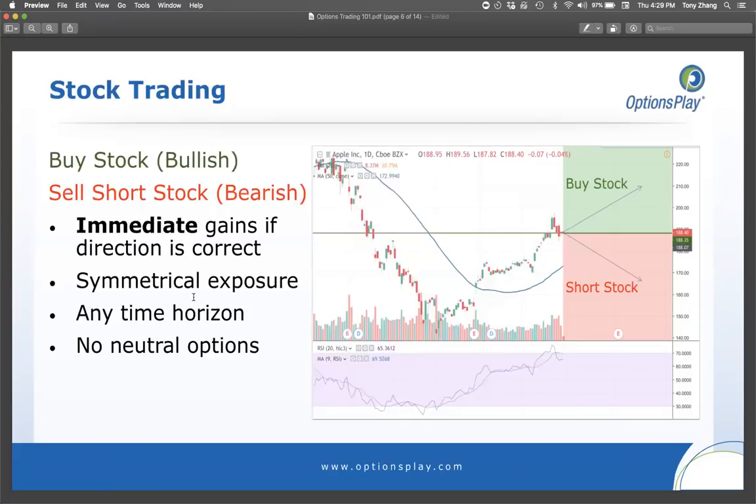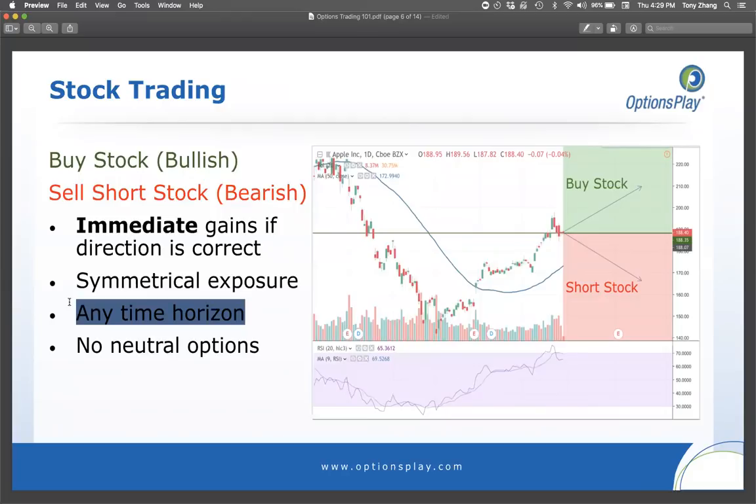And this is really where you have symmetrical exposure. So for every dollar Apple goes up, you make $1. For every dollar Apple goes down, you lose $1. And this is really the key to stock trading, that symmetrical exposure. You get exposure on both sides, and you can do this for any time horizon. So it doesn't matter whether you're bullish on Apple over the next minute, the next day, the next month, the next year. You can buy Apple. It's the same strategy. You just simply buy Apple and hang on to it for as long as you want.